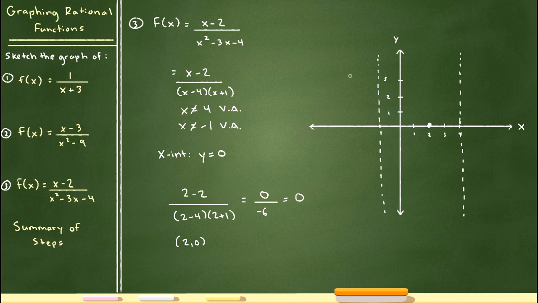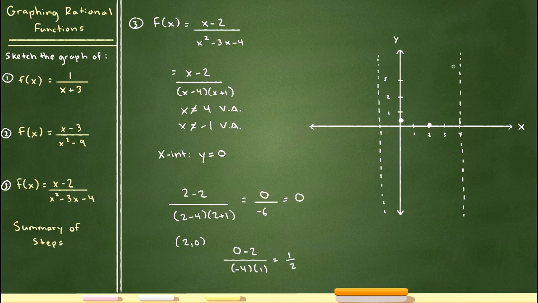Now, we may want to look at a few points immediately to the right and to the left of our vertical asymptotes. So immediately to the right, maybe we'll choose a point if x is 0. If x is 0, we get 0 minus 2 divided by negative 4 times 1, which is equal to 1 over 2, right? Negative 2 over negative 4 simplifies to 1 over 2. So we have a point 0, 1/2. Okay. So now this is going to completely determine our behavior.